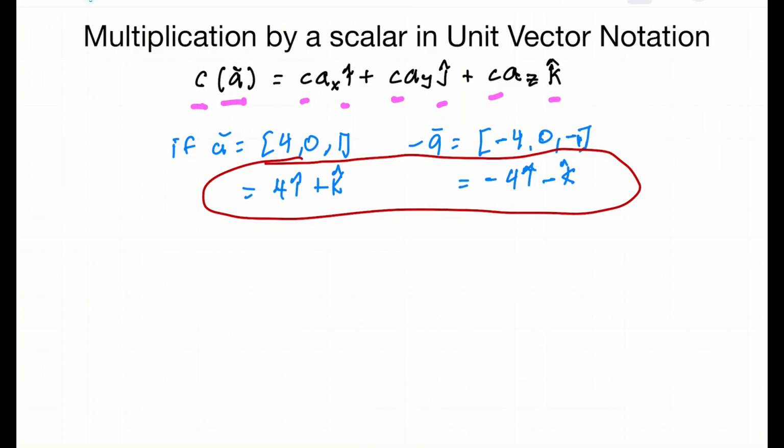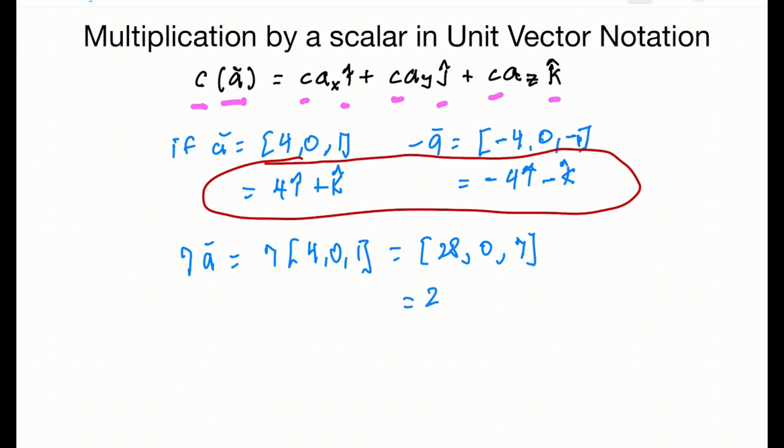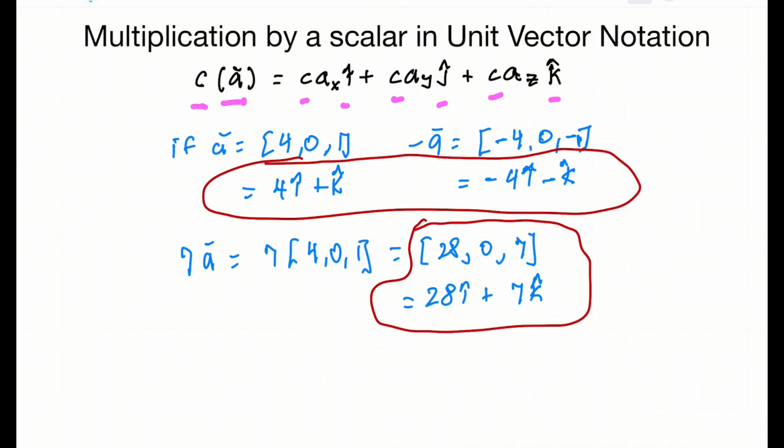Do one more example. Let's take 7 times a. Now we just distribute the 7 out, so it's 7 times 4, 0, 1. There's our triple. That's going to be written as 4 times 7 is 28, 7 times 0 is 0, and 7 times 1 is 7. So there we have it in the triple notation. We write it out in the unit vector notation: 28i, nothing in the j or the y-axis, and 7k. So there's our answer if we multiply this vector a by 7.